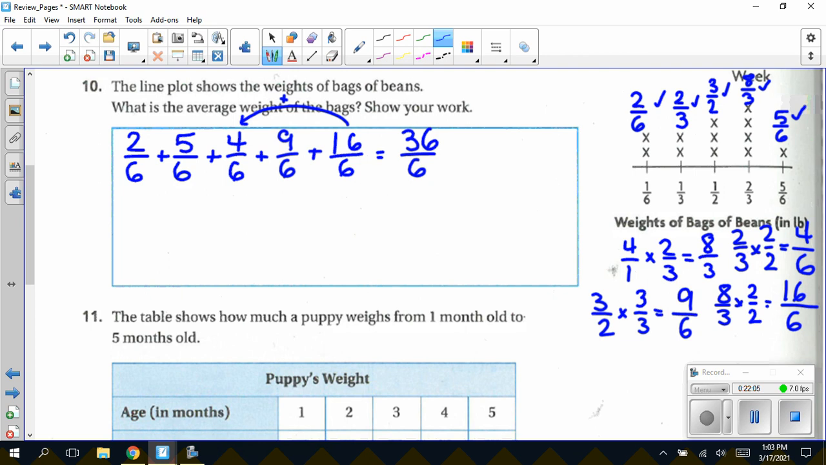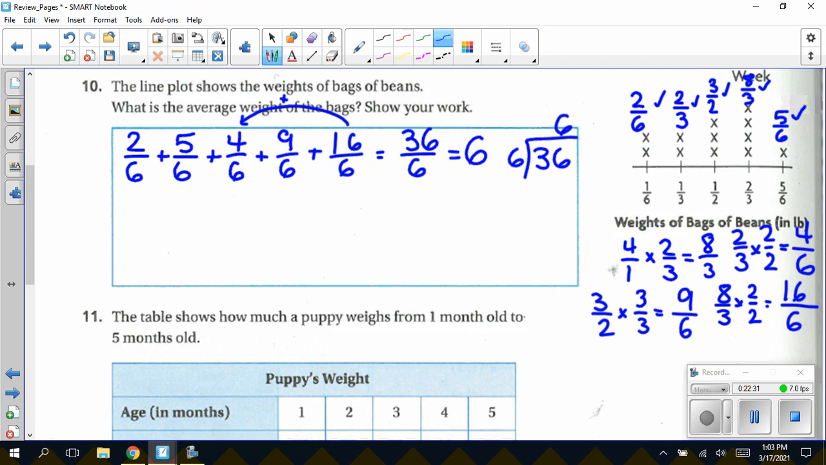And again, I just added all of those numbers on the numerators together to find that 36. So if I take 36 divided by 6, I know that 6 times 6 does equal 36. So my sum is 6. And that is being measured in pounds, so 6 pounds for my total.